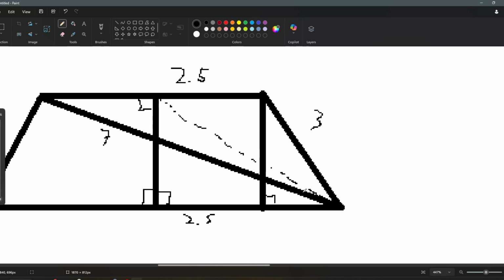I can ultimately find this value too, and that would lead to the question mark, because this is 5 minus 2, question mark, I think. Yeah.